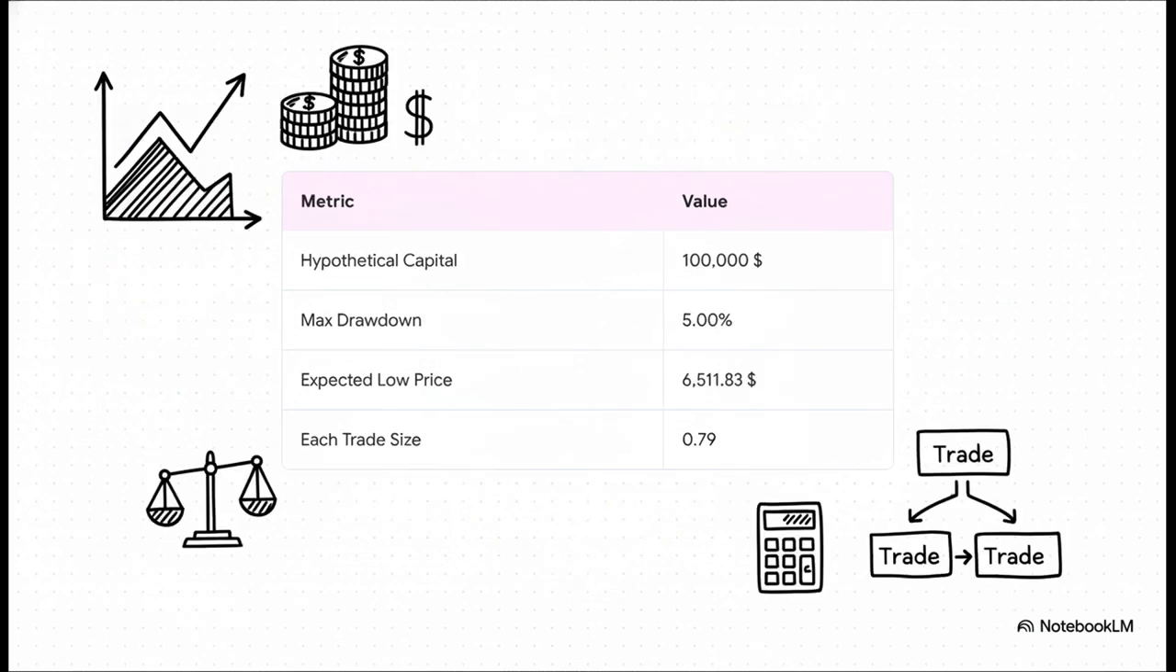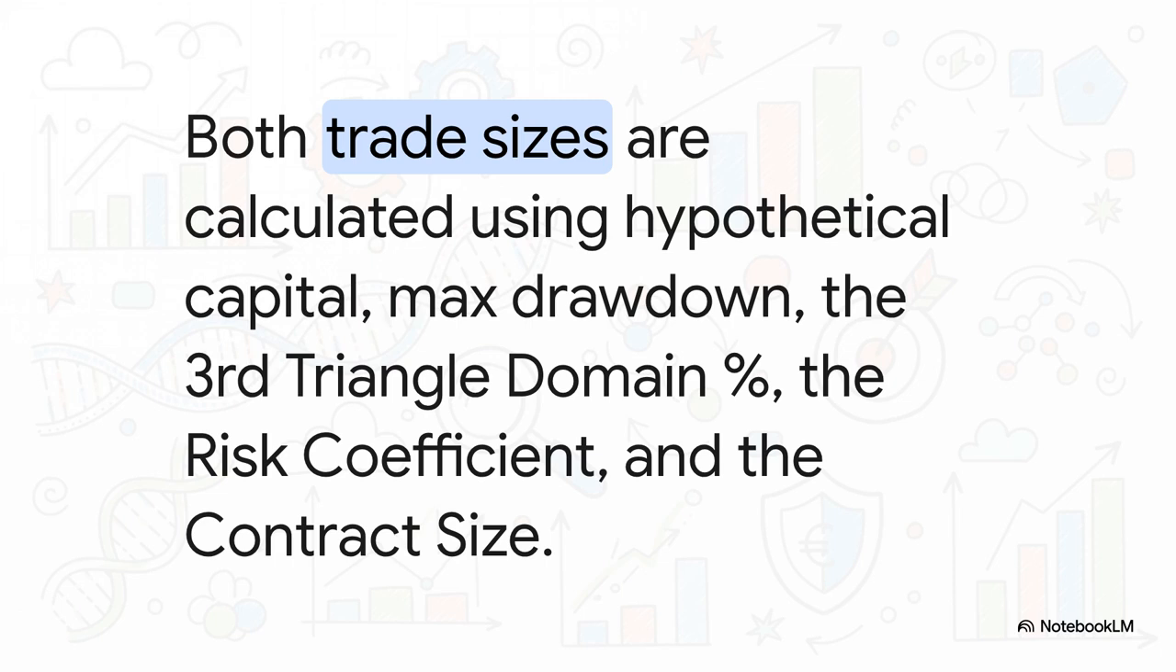Now, based on those initial parameters, a risk preview was generated. Working with a hypothetical capital of $100,000, the plan allowed for a maximum drawdown of 5%. This all led to a calculated trade size of 0.79. Now, it's important to note this. Both trade sizes are calculated using the hypothetical capital, the investor's maximum allowed drawdown, the third triangle domain percentage, the risk coefficient, and the contract size.